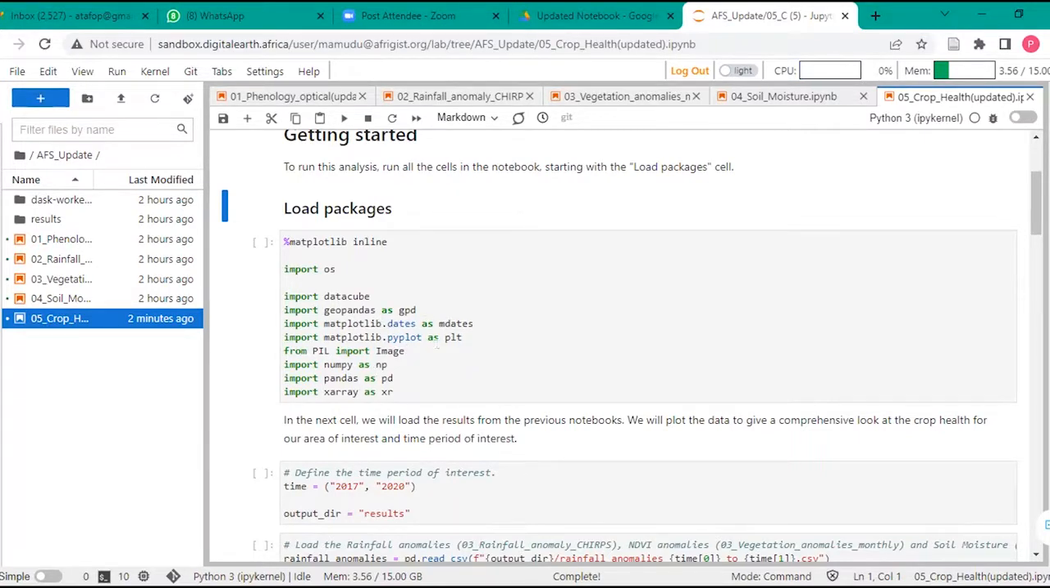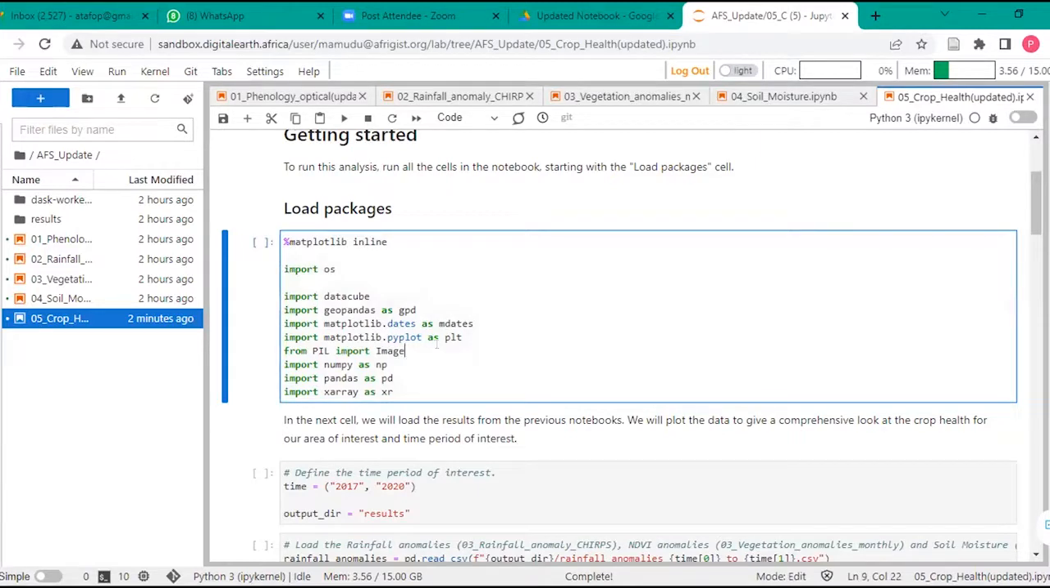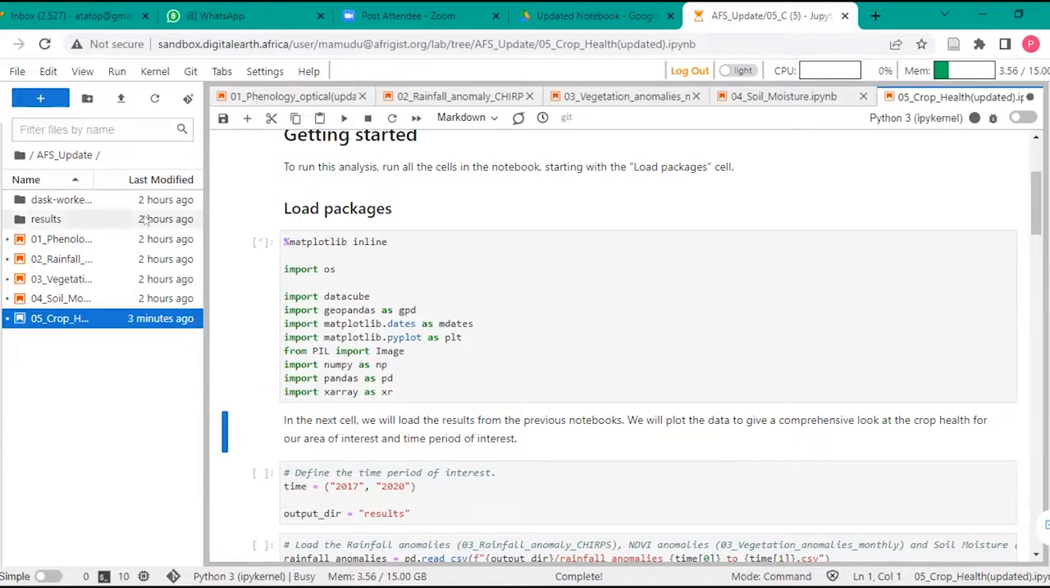Now, one key thing about this particular notebook is that it is calling on the results of the previous notebooks. If you look on this side where my cursor is, you can see the previous notebooks that we ran. You can also see two folders there: the DAX worked folder as well as the results. The results from all the previous notebooks are saved in this results folder, and this notebook calls on those results and brings them together.